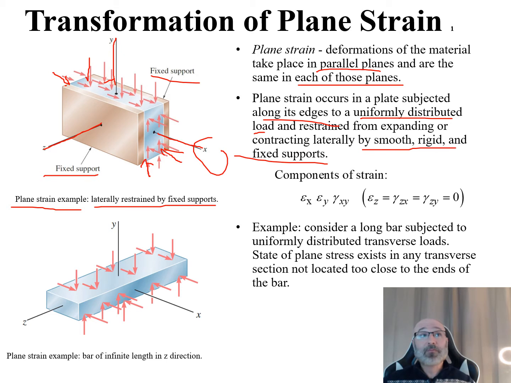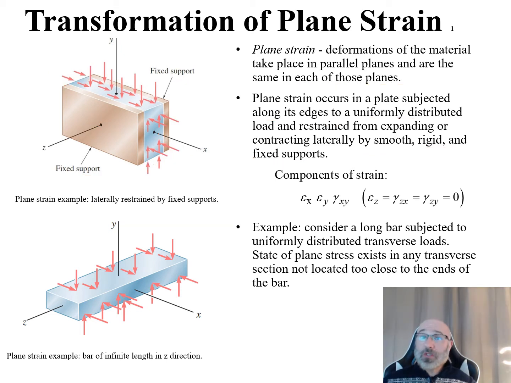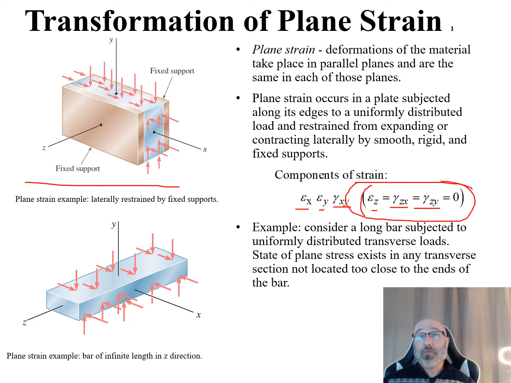So looking at our components of strain now, we have our epsilon sub x, epsilon sub y, and we have our gamma xy. And we also see now that our epsilon sub z in our z direction, again going back to that coordinate system we looked at before in our example above, is equal to our gamma zy and our gamma zx, and these are all equal to 0. So all three of those terms are equal to 0.